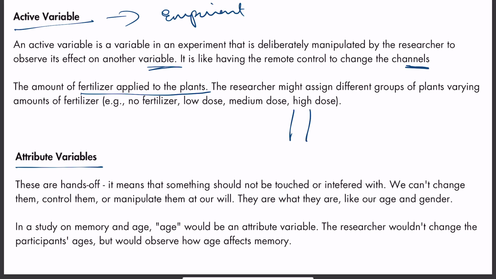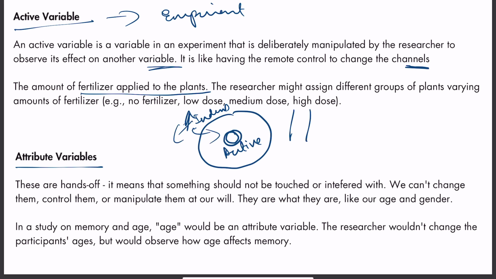So you may be questioning, but independent variable was also that only. So active variable would be a subpart of independent variable. So let's say this is independent variable, this would be active variable. So all active variables are independent variables, but not all independent variables are active variables, because independent variables can also exist naturally. Natural changes, like changes in age, where the researcher is not manipulating. And active variables are variables that researchers are manipulating.